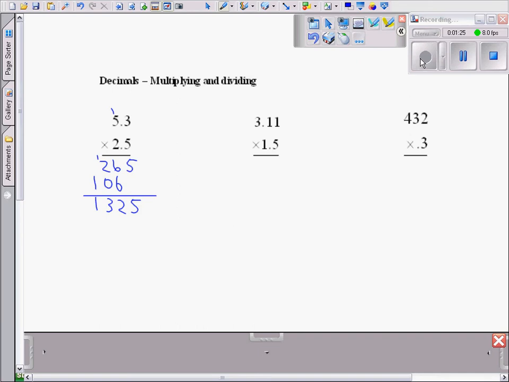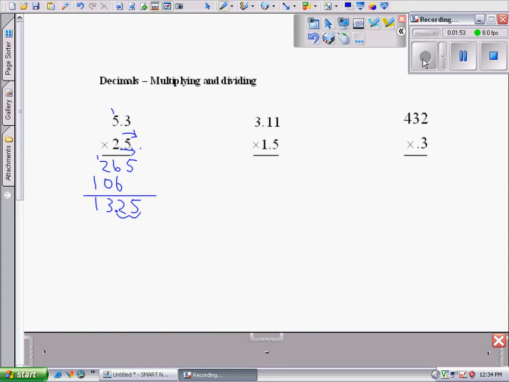We now count the number of decimal places to the right of the numbers. There's 1 there, and also 1 here. That makes 2. We want 2 decimal places to the right of our product. 1, 2. 13.25.